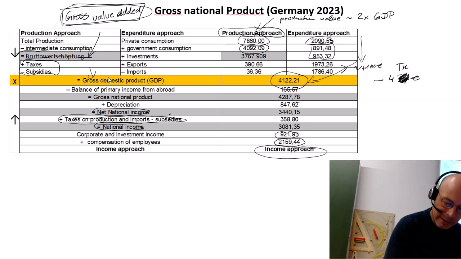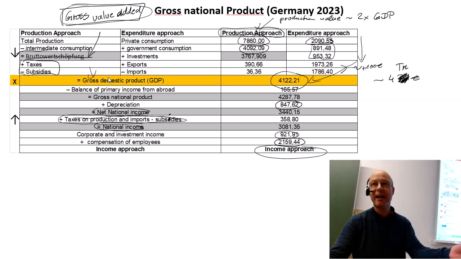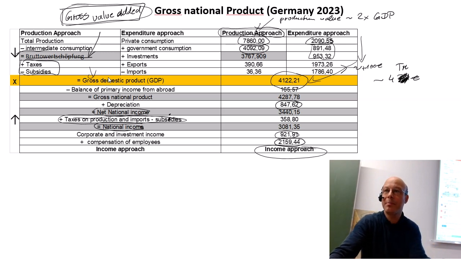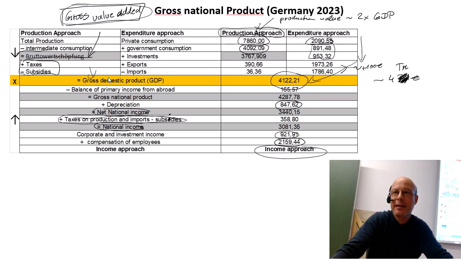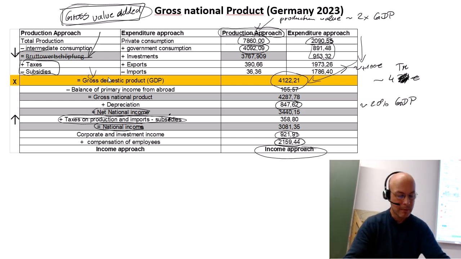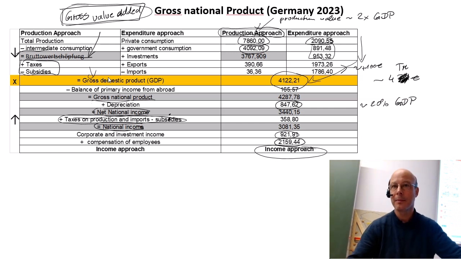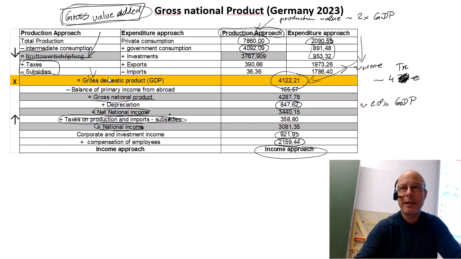And here you see that these depreciations add up also to a significant high number, which is somehow roughly 20% of GDP. Then gross national product. About this we have already talked a lot, and here you see it.